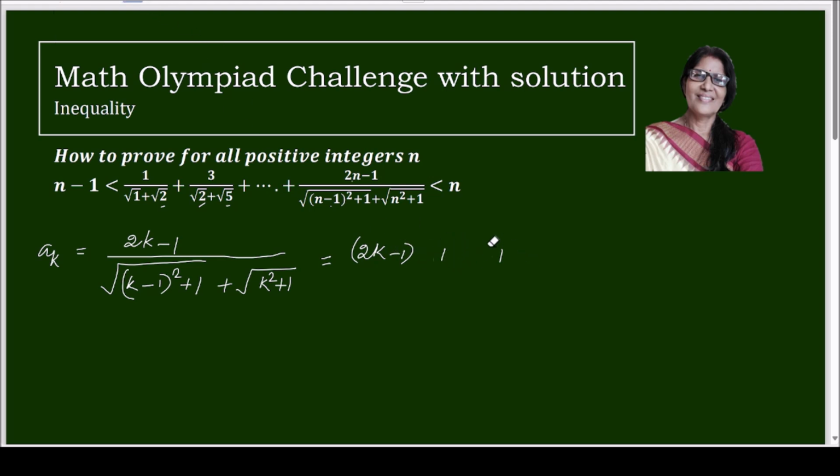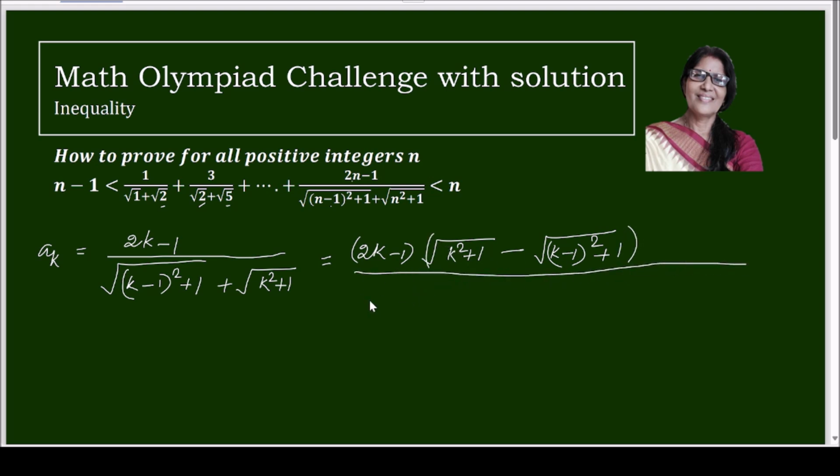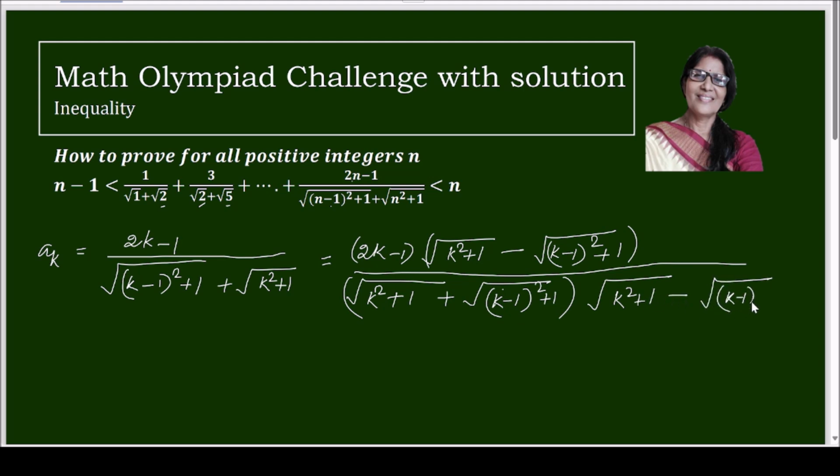One moment please. So I'll rationalize in this way. First is square root of k square plus 1, this is bigger, minus square root of (k minus 1) whole square plus 1. The same thing I'll multiply in the denominator: square root of k square plus 1 plus square root of (k minus 1) whole square plus 1, then square root of k square plus 1 minus square root of (k minus 1) whole square plus 1.